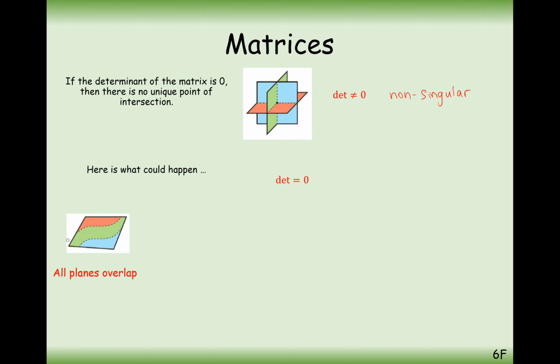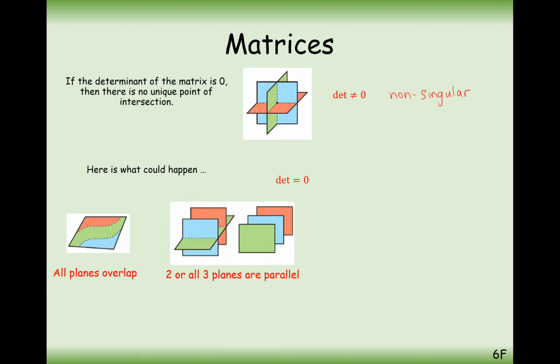We could have all three of the planes overlap each other and effectively form the same plane, just in different ways. It's effectively the same as how you can represent the equation of a line in different ways. So we could see here that the three planes may just be represented in different ways. So that's one possibility if the determinant equals 0.